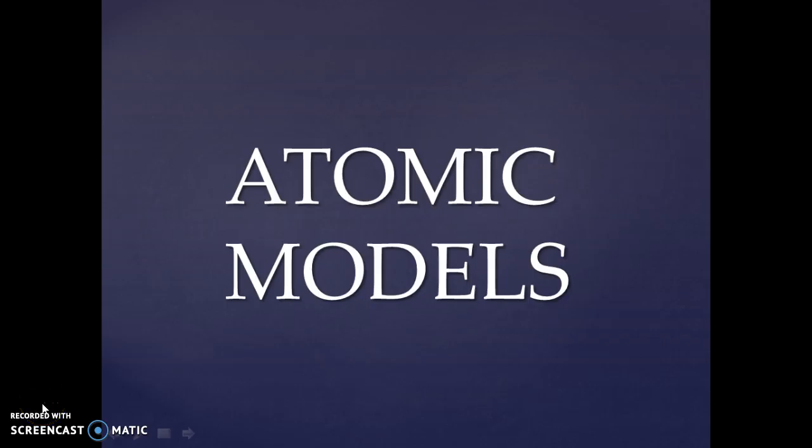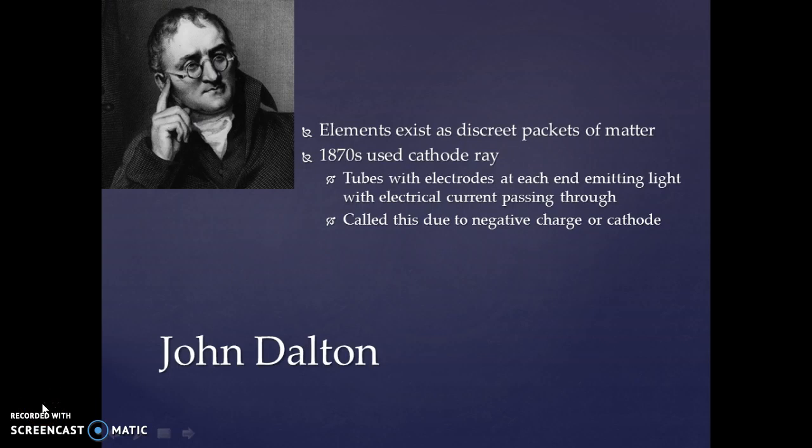So I'm going to be starting with the atomic models and how they began. John Dalton pretty much started this with how elements exist as discrete packets of matter, and in the 1870s scientists began using cathode rays, which were tubes with electrodes at each end emitting different lights with electrical current passing through them, and they called them cathode rays due to the charges or cathodes within them.